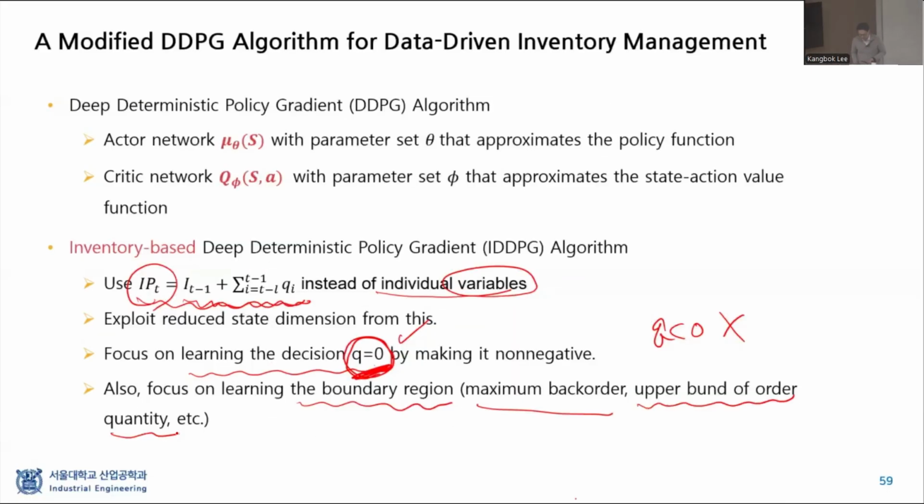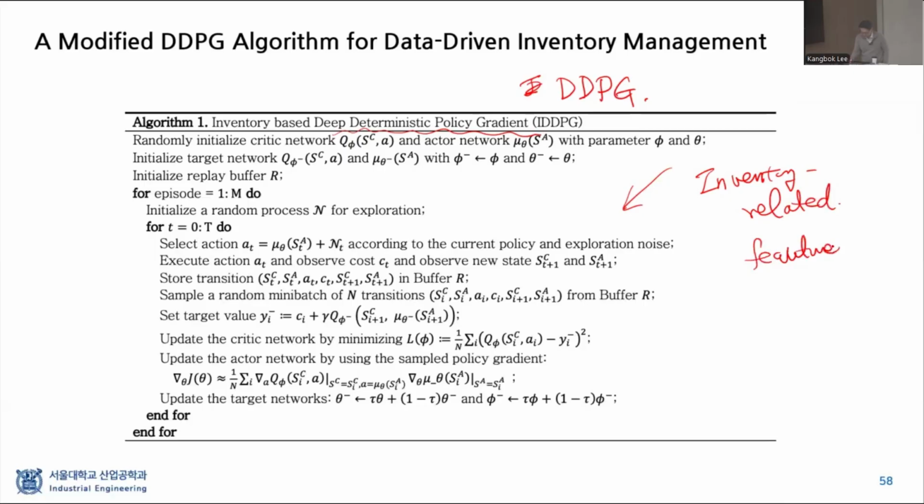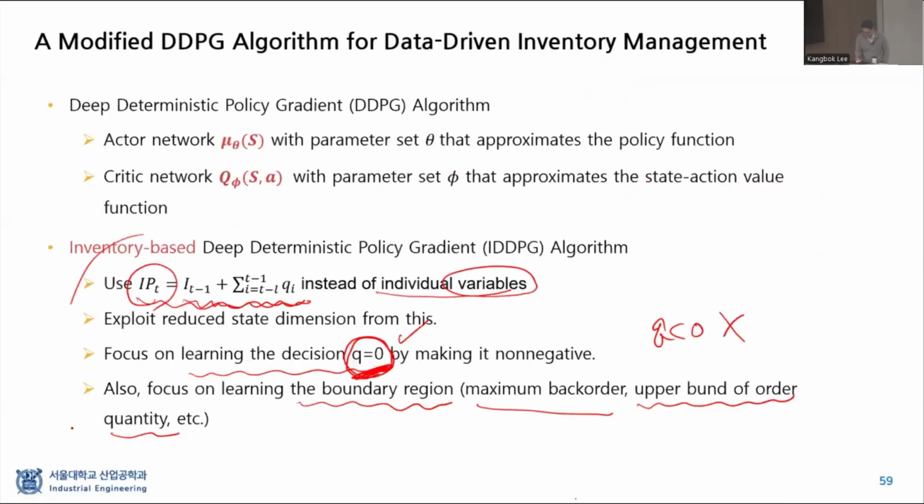So with all these techniques, the algorithm comes here. Basically this is a DDPG algorithm, the deep deterministic policy gradient algorithm. But since we have added some of the inventory related features, like the following here, we call it an inventory-based DDPG, which is IDDPG in short.